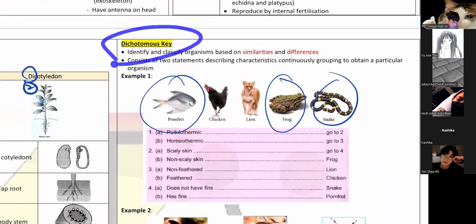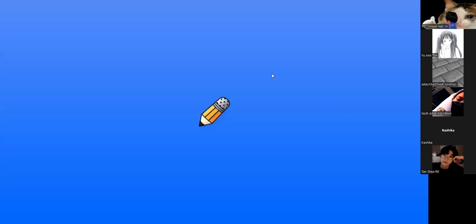So this dichotomous key, if they ask in the exam, good for you, because this one carries quite a lot of marks. A lot of marks come from here. So you pray that they ask a lot of this. All right. Anyway, let's go into our exercise, shall we? Let's go to exercise.